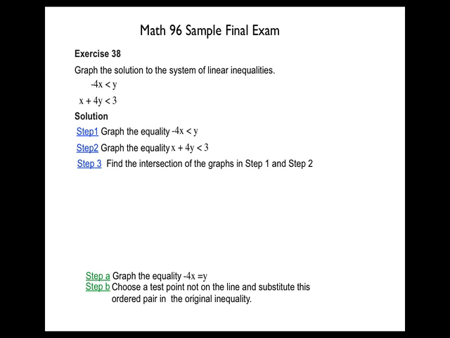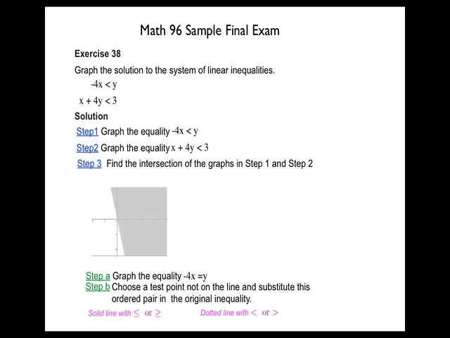So first, let's graph the inequality negative 4x is less than y. In order to do that, we need to take a few steps. First, we graph the equality, negative 4x is equal to y. And recall, we use a solid line with the symbols less than or equal to, or greater than or equal to, and a dotted line with a strictly less than or strictly greater than symbol.